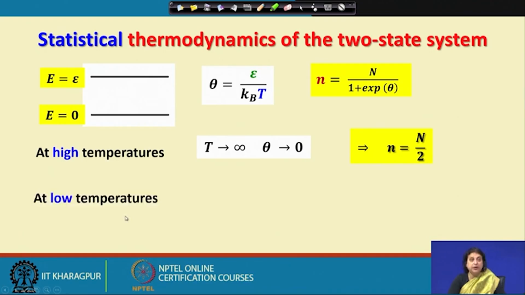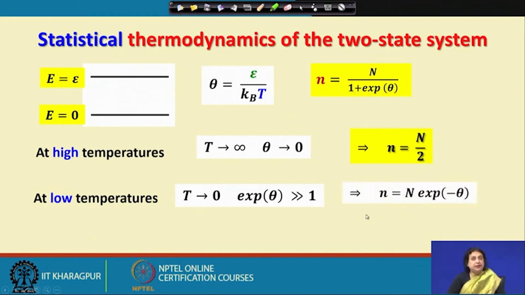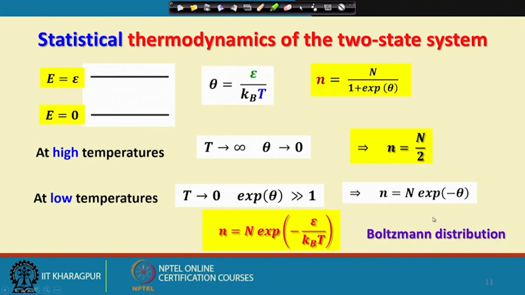Now, if I am at a very low temperature, in that case T goes to 0, which means that exponential theta is much greater than 1. So, I can neglect this term 1 in the denominator and write down n as capital N, that is the total number of particles, multiplied by exponential minus theta. Now, let me put back the expression for theta, and that is nothing but the well known result that we have come across previously as the Boltzmann distribution.